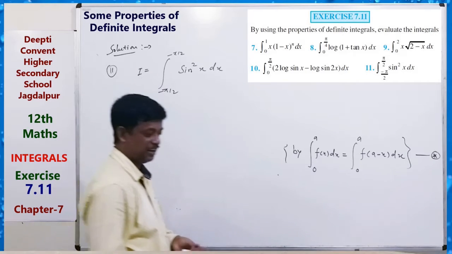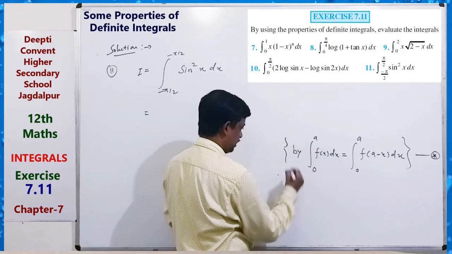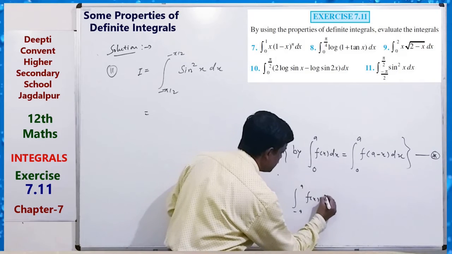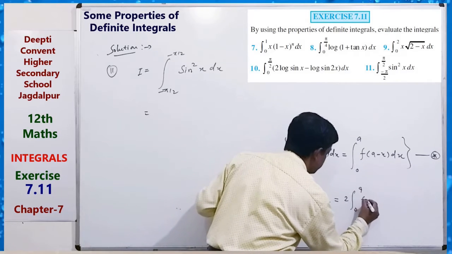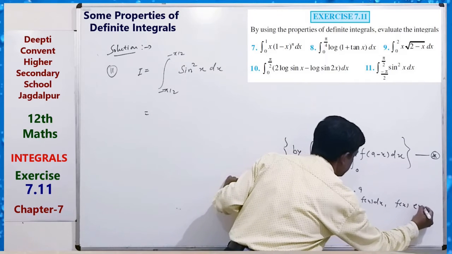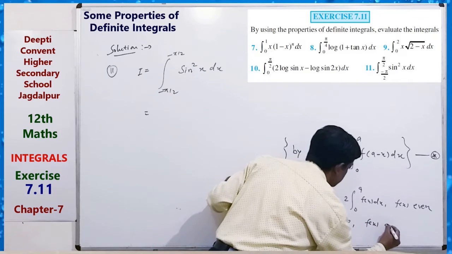Minus a to a. Now we are using the formula, this is a star. Again, the formula: integral from minus a to a of f(x) dx equals 2 times the integral from 0 to a of f(x) dx if f(x) is even, and 0 if f(x) is odd.